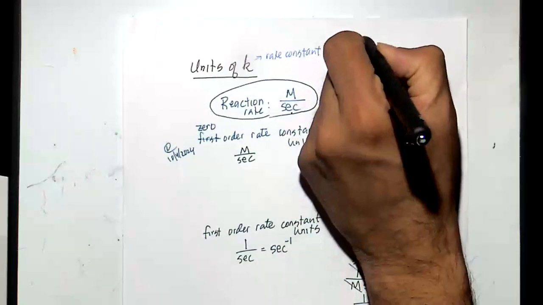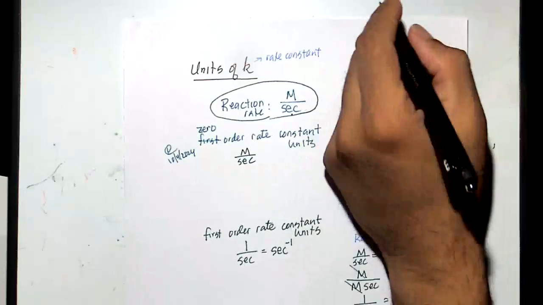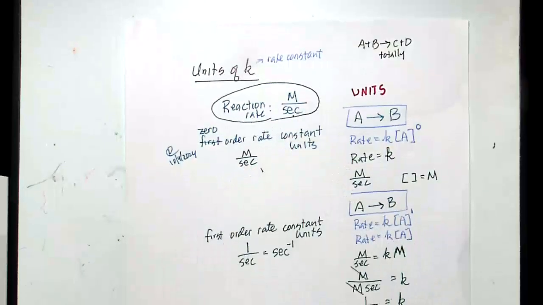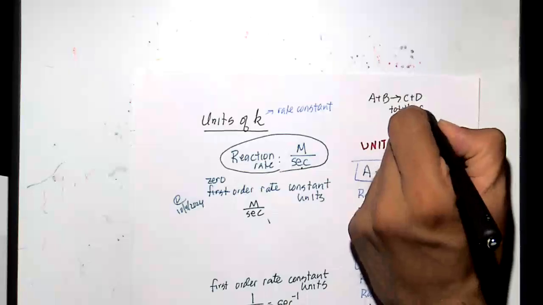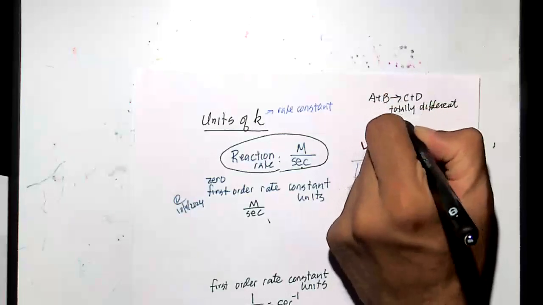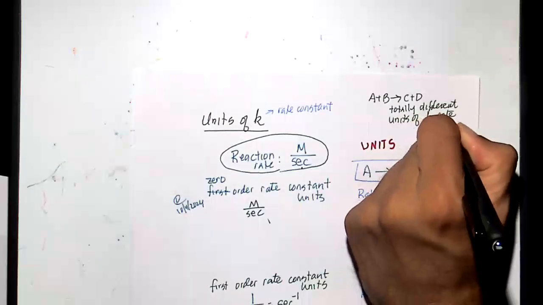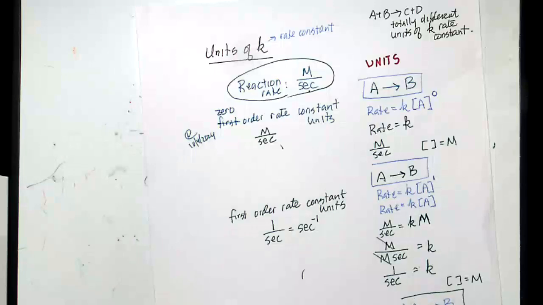It will be totally different units if we introduce a second reactant, and that's a totally different problem. Totally different units for K if it's zero order, first order, or second order. Different reaction, different units of rate constant K. So just something that you can know for the exam.